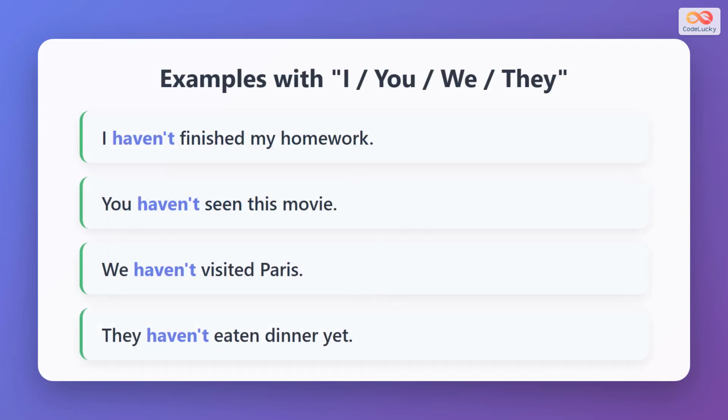Here are some examples with haven't. I haven't finished my homework. You haven't seen this movie. We haven't visited Paris. They haven't eaten dinner yet. Notice how haven't is used with all these subjects, and it's always followed by the past participle of the verb.